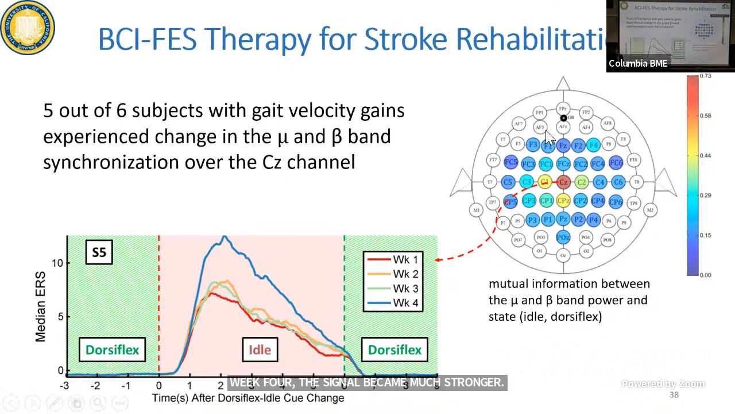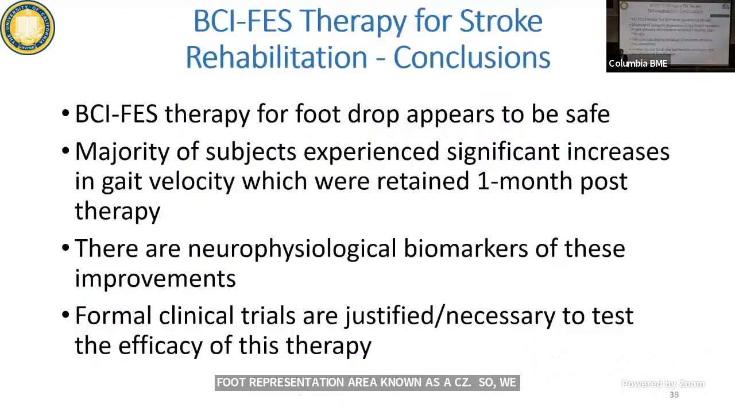And when we map this to the head, we see that the electrode that experiences the strongest modulation is exactly sitting above the foot representation area known as CZ. So we believe that this might be a physiological biomarker for improvement, for outcome improvement.